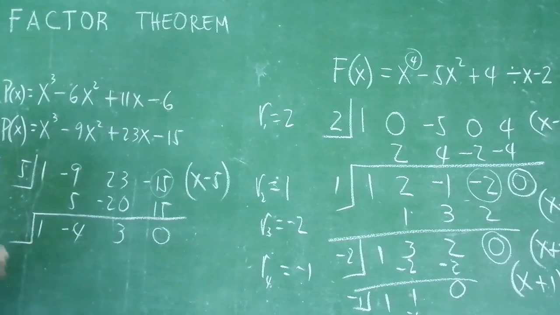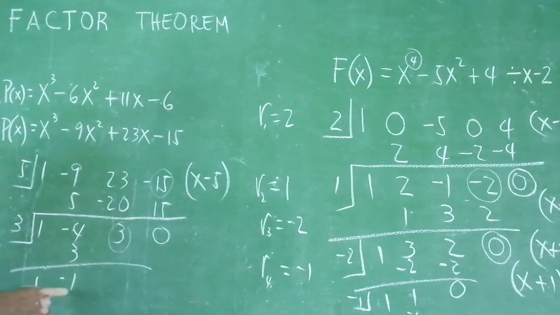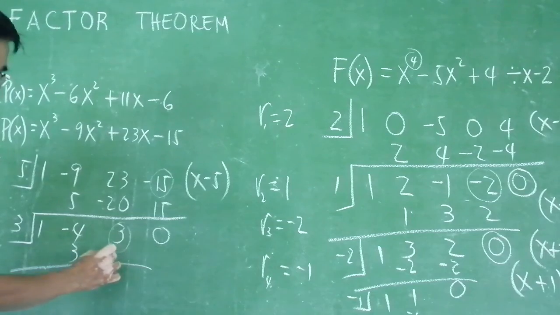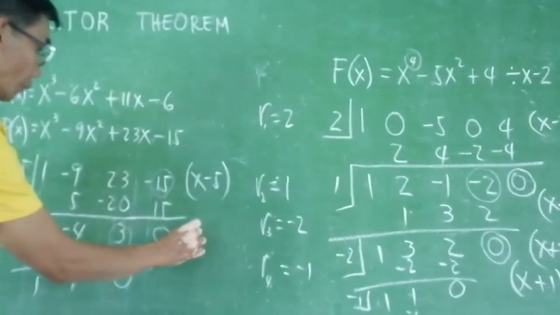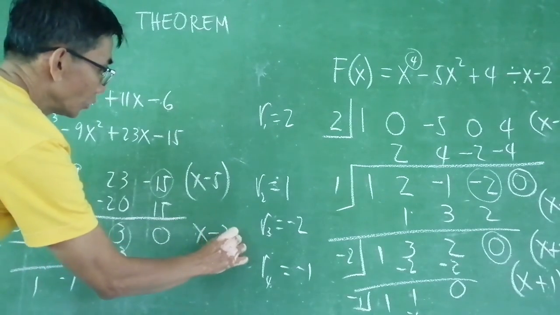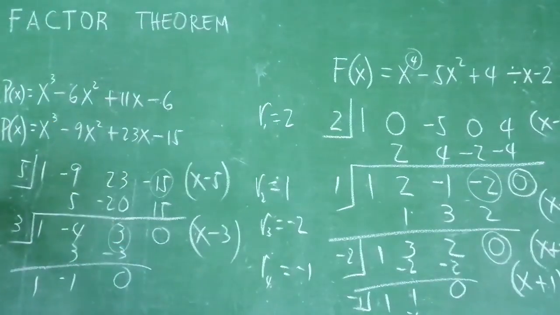Inasmuch as we can continue by synthetic division, you get the factor here. So possible is 3. 1 times 3 is 3, negative 1. Negative 1 times 3 is negative 3, so it is 0. So this is already x minus 3, which is also a factor, and root 2 is 3.